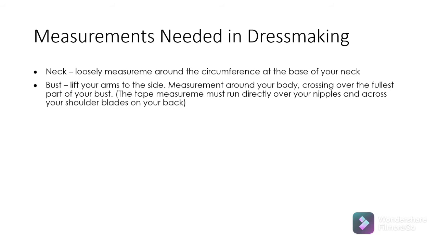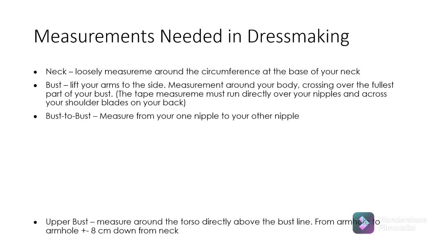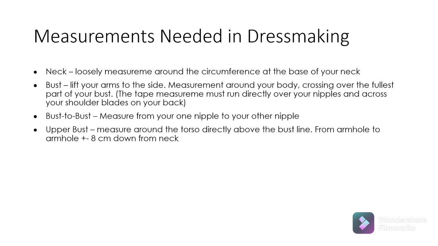The tape measurement must run directly over your nipples and across your shoulder blades on your back. Bust to bust is a measurement from one nipple to the other nipple. Upper bust, measure around the torso directly above the bust line, from armhole to armhole, 8 cm down from the neck.